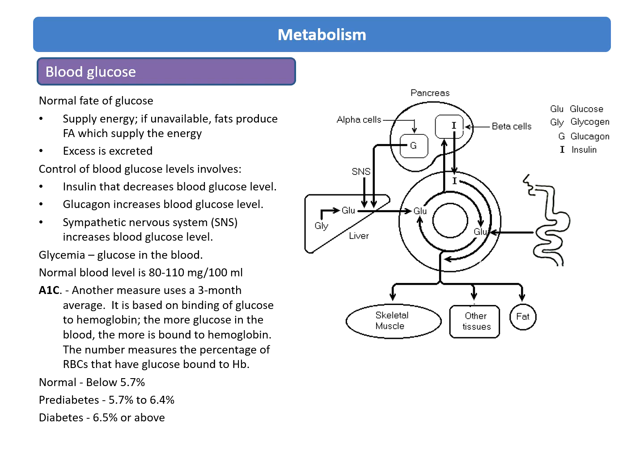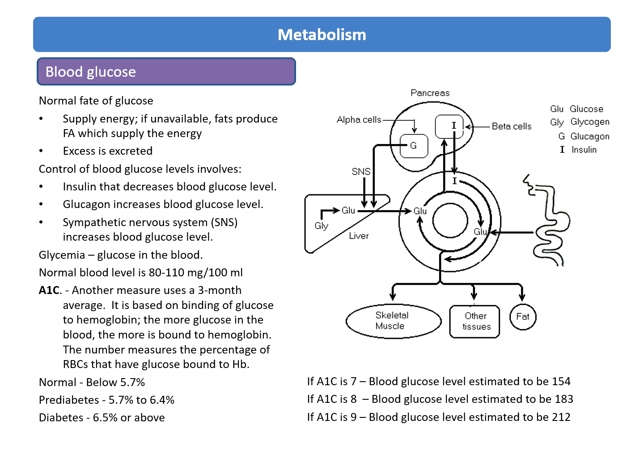Diabetes, 6.5% or above. If the A1C is 7, blood glucose level is estimated to be around 154. If the A1C is 8, blood glucose levels are around 183. 9, the levels would be 212. 10, the blood glucose would be estimated to be 240.